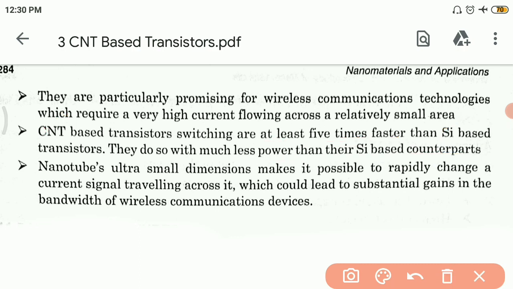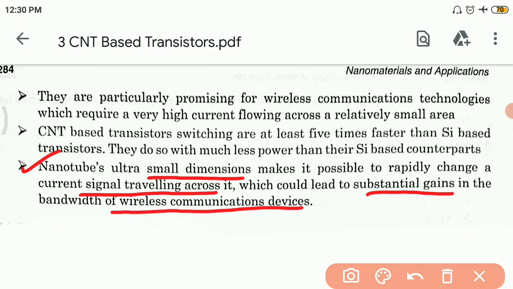Then lastly, the nanotubes' ultra small dimensions will make it possible to rapidly change a current signal traveling across it, which could lead to substantial gains in the bandwidth of the wireless communications devices.